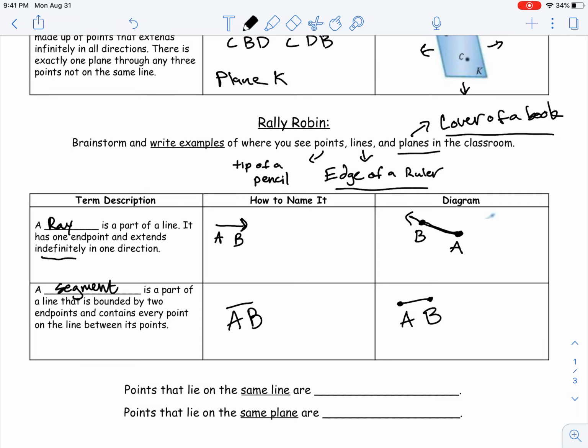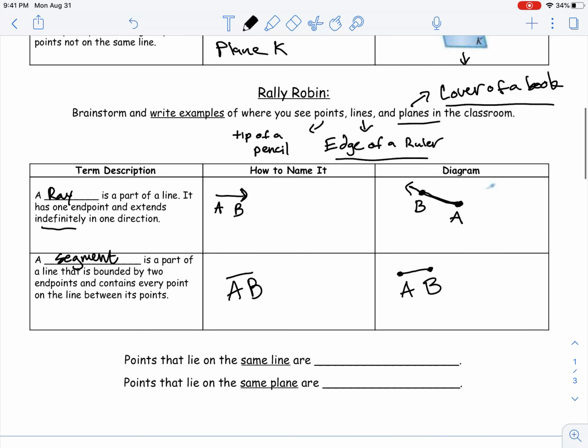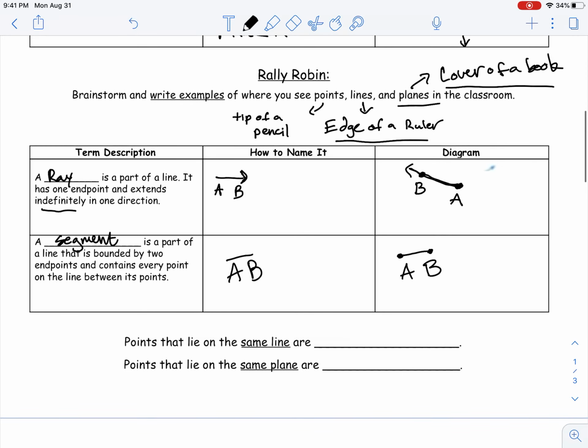If we continue, points that lie on the same line. If I'm thinking about, for example, two pilots in the same airplane, they are co-pilots. If I talk about two workers at the same building, they are co-workers. What do you think we call two points that lie on the same line? They are collinear. How about two points that lie in the same plane? Two or more points that lie in the same plane are coplanar.